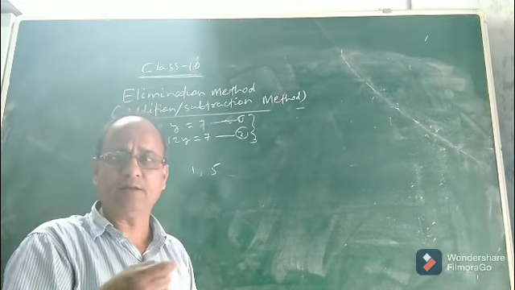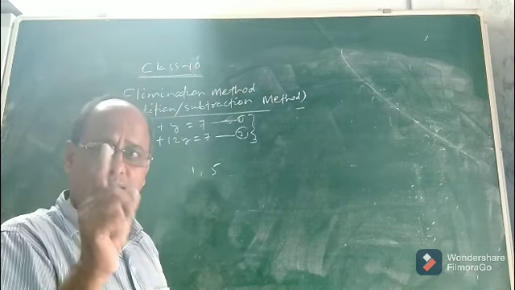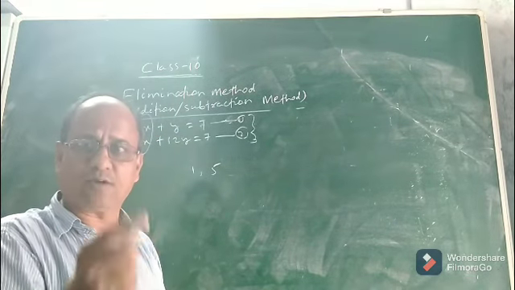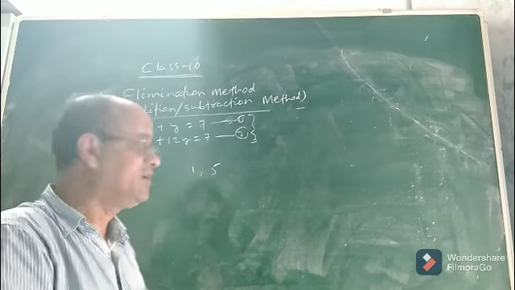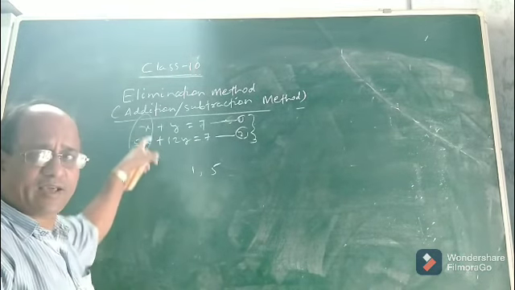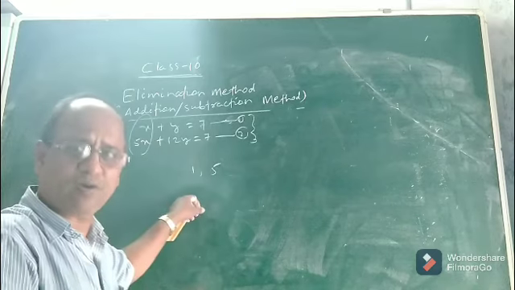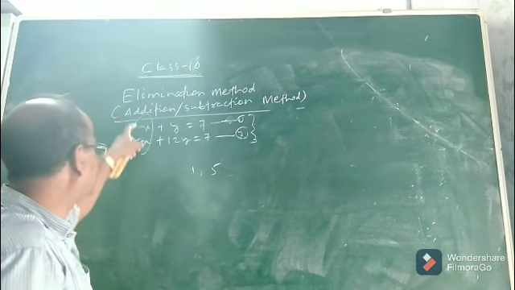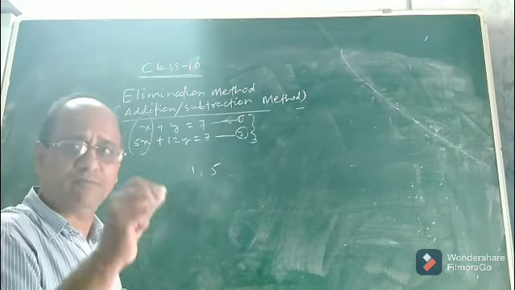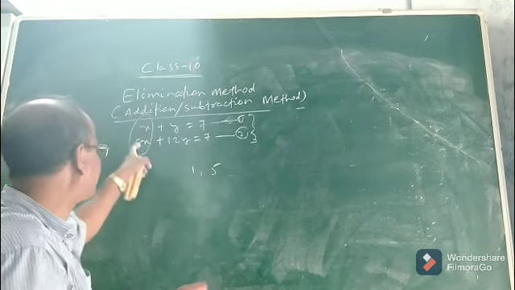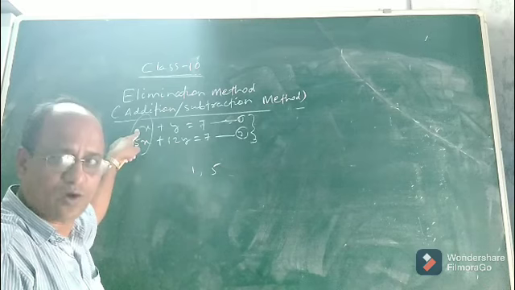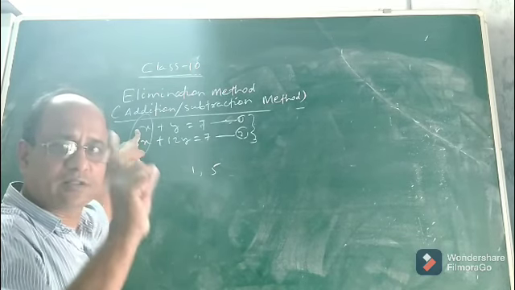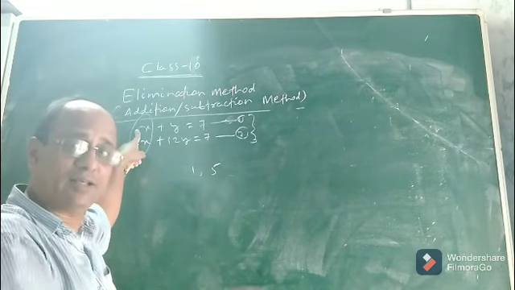Once again, I am saying, you have to eliminate one of the variables, either x or y. Suppose you decided that you will eliminate x first from both the equations. Now, in order to do that, you have to make the coefficient of x the same in both the equations. Here it is 5 and here it is 1. Are they equal? No. But we have to make them equal.